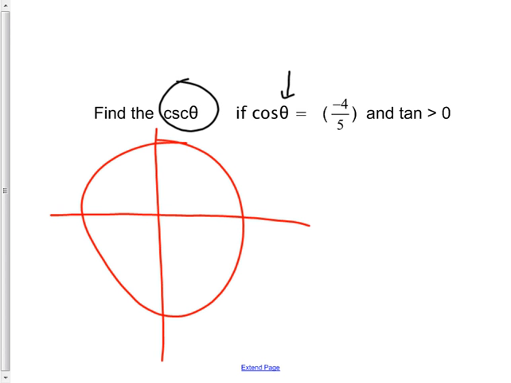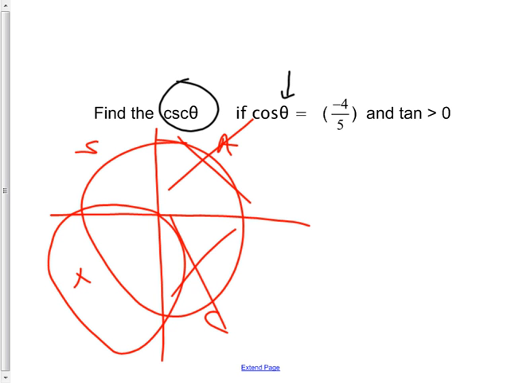So I draw my picture. Cosine is negative. Where is that? All students take calc. Where's cosine? That cosine is not negative there. Cosine's positive there. Cosine's also positive there. So it must be one of these two. And then tangent is greater than 0, so it must be down here. Raise your hand if you put your triangle in the right spot.